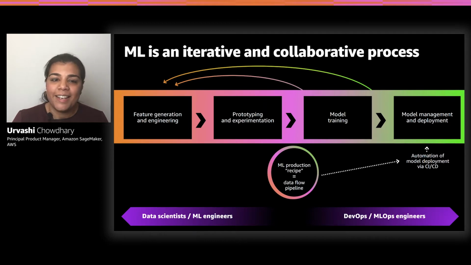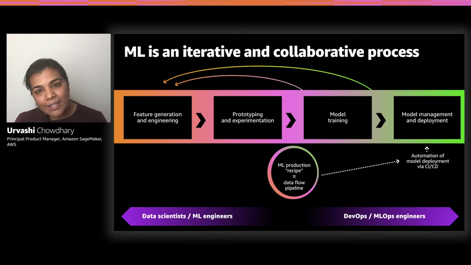Machine learning is a very iterative and collaborative process. There are teams of data scientists and ML engineers working with DevOps and machine learning engineers, trying to put models together to solve business problems. There's a lot of iteration and experimentation that goes in building the model itself through steps like feature engineering and model building and training. And once the models are built and trained, you have to manage the models in production and make sure that they are scaling and running as a production service.